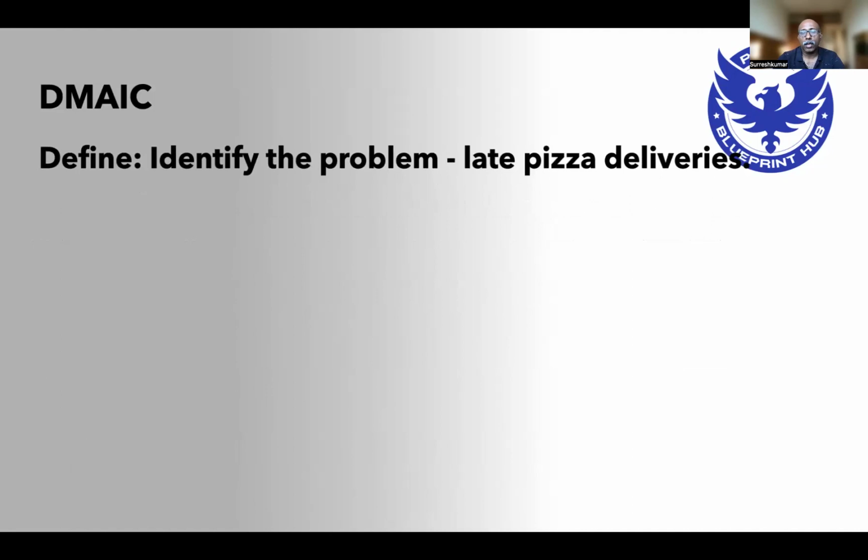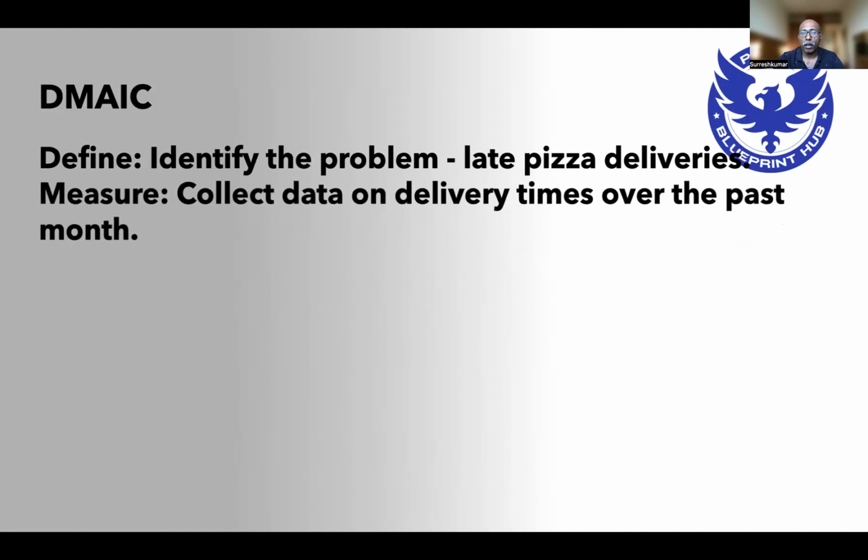Here is DMAIC with a simple example. Suppose we are running a pizza shop. The first step is to identify the problem. The problem in a pizza business would be delivery, specifically late delivery. Measure: collect data on delivery times over the past months.